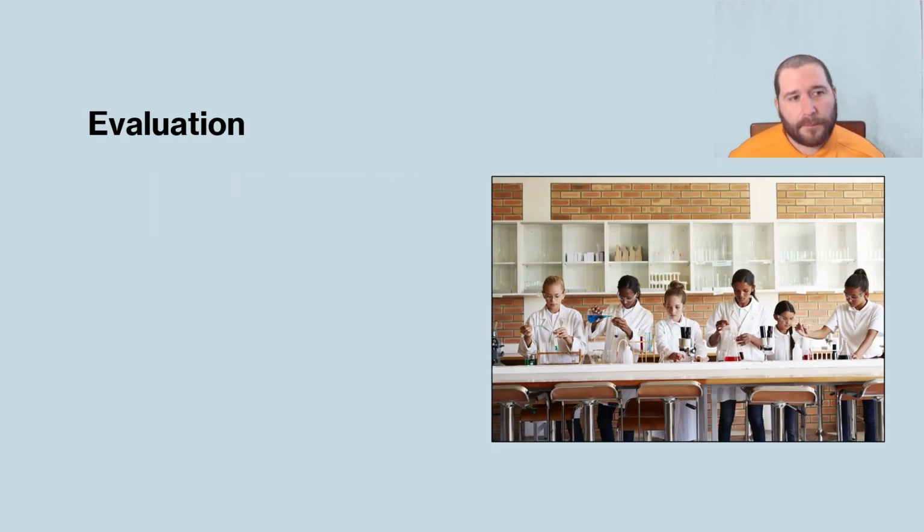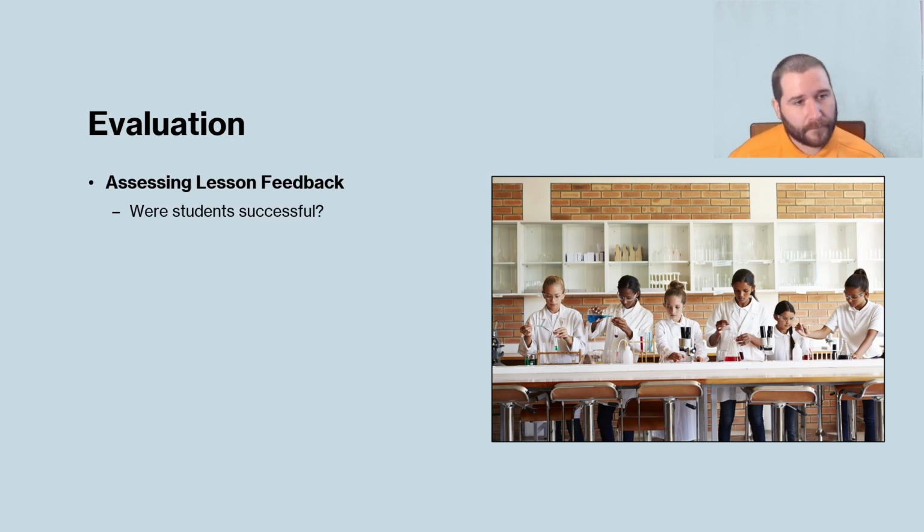Okay, and the final step in the ADDIE process is evaluation. This is after the lesson has been run. We're going to take a look back at everything and evaluate. How did it go? How did we do? So we're going to assess our lesson feedback. We're going to ask ourselves, were students successful? Did this lesson help them reach our learning objectives? Was the lesson efficient? Were students engaged? Were students off task? What did that lesson look like?